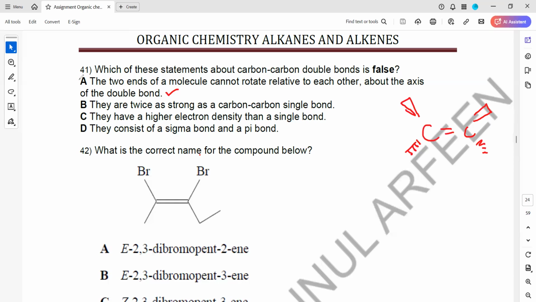Next, they are twice as strong as a carbon-carbon single bond. That is wrong. If you compare the bond energies, it's not like a carbon-carbon single bond is 100 and the carbon-carbon double bond is 200. No, it's not the same number. So this is a false statement. They have a higher electron density than a single bond. That is true because a carbon-carbon double bond has 4 electrons as compared to a single bond which has 2 electrons. They consist of a sigma and a pi bond. That is also true.